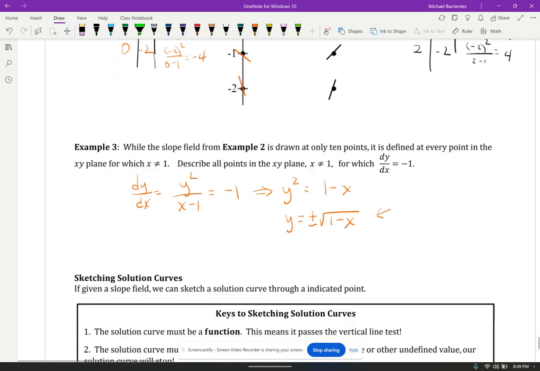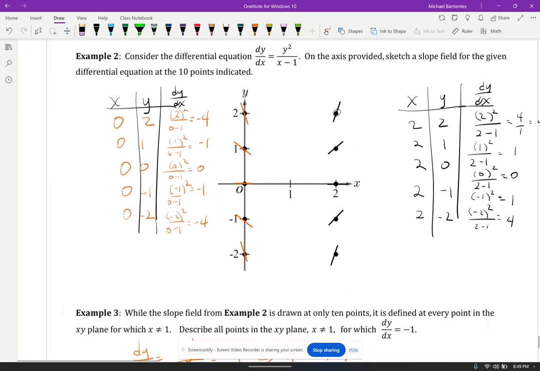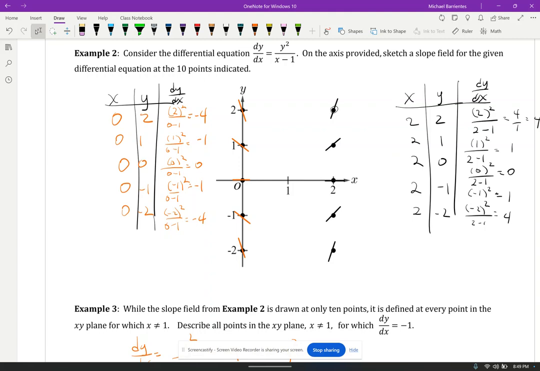Okay, but in this, oh, I'm sorry. So this is the complete 10-point slope field for example number 2. If you have questions on how we did this, when you come back to class, we can talk about it.